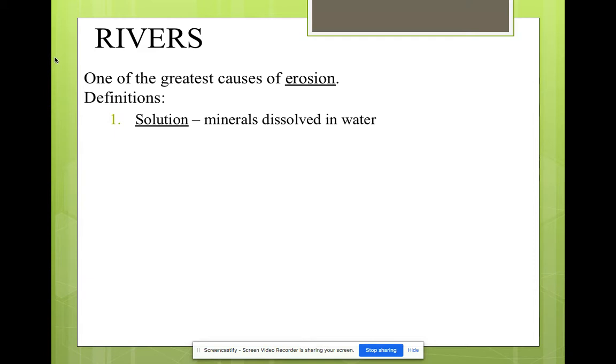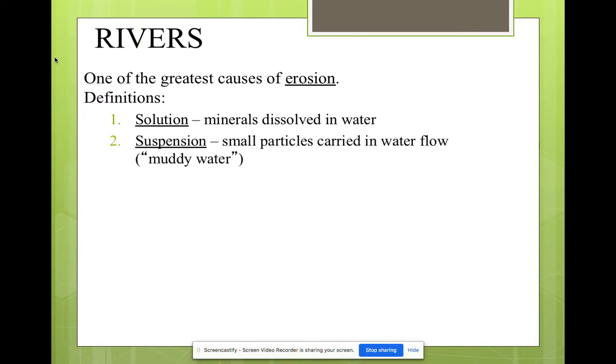This means minerals dissolved in water. So the water that comes out of our sink, the water that comes out of your showers, water fountains, water in the rivers, those are all solutions. When there's particles floating around in flowing water, that's usually called a suspended solid. So whenever there's water or solids floating around, there's suspension going on.